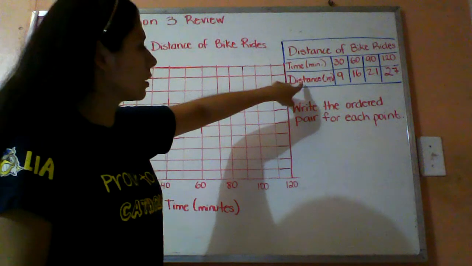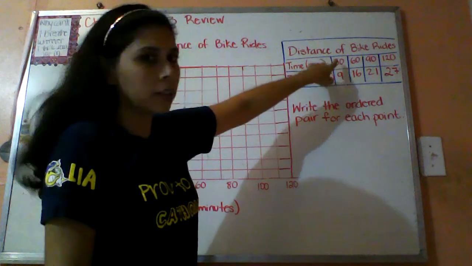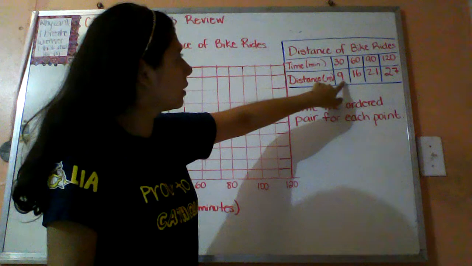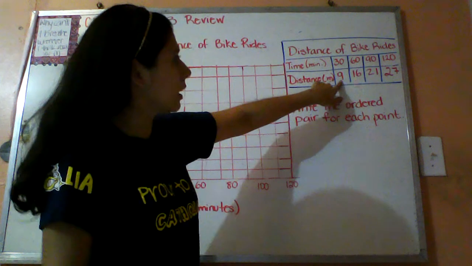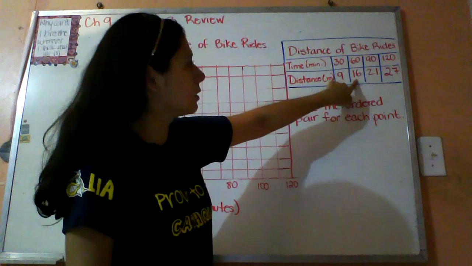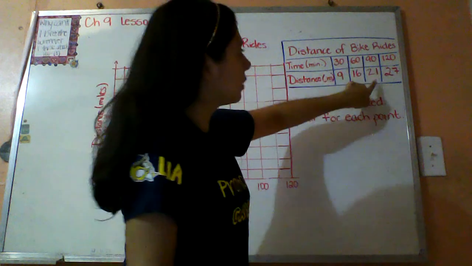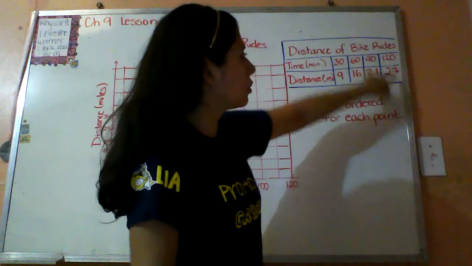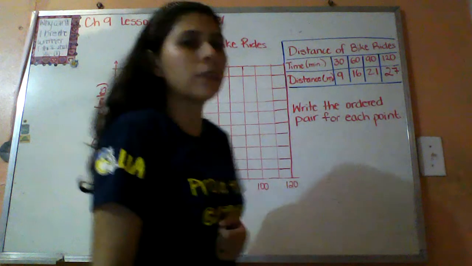And then they took the distance, and this is basically what it's saying, that in 30 minutes, the distance that was traveled was 9 miles. In 60, it was 16 miles. In 90, it's 21 miles. And in 120 minutes, it was 27 miles.